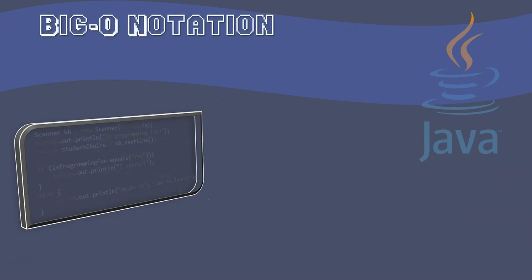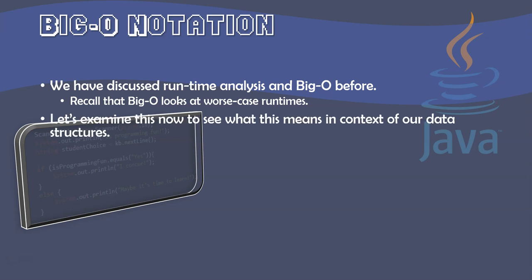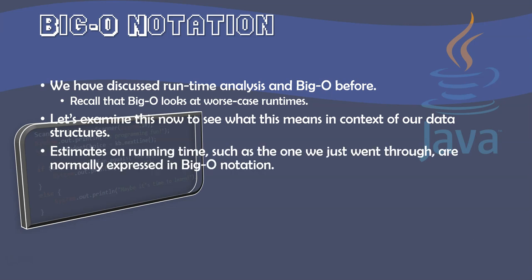Now, this gets back to our topic at the very beginning, which is that of big O notation, which I've already mentioned. We've talked about it a little bit already. But what does that mean? Well, if we look at how we analyze big O notation and runtime analysis, you might recall that big O is looking at worst case runtimes, which is what we just talked about with our previous example. Now, what does that mean if we start looking at it in the context of our data structure? Obviously array is one data structure, but it's a primitive one. Well, estimates on runtime, such as the one we just went through, are normally expressed in big O notation, because again, remember, we're looking at this through the lens of a worst case runtime.